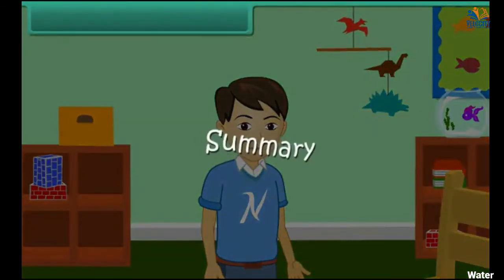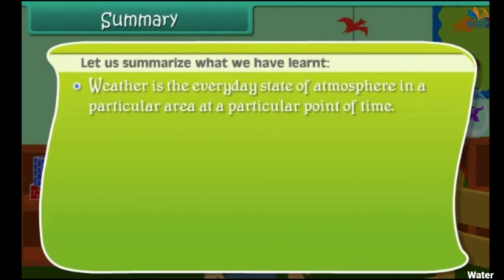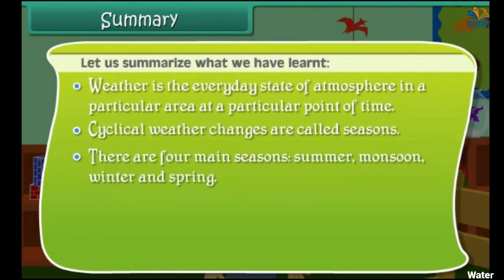Summary. Let us summarize what we have learned. Weather is the everyday state of atmosphere in a particular area at a particular point of time. Cyclical weather changes are called seasons. There are four main seasons: summer, monsoon, winter and spring.